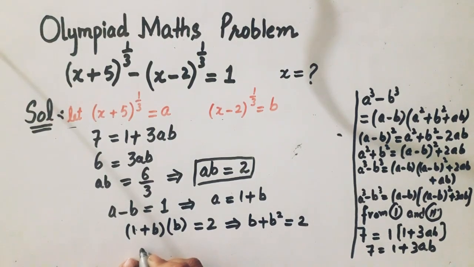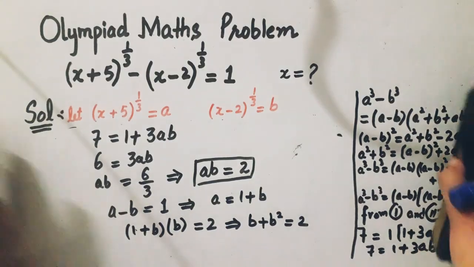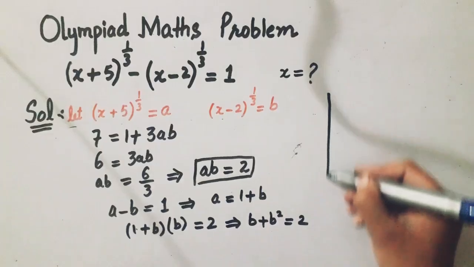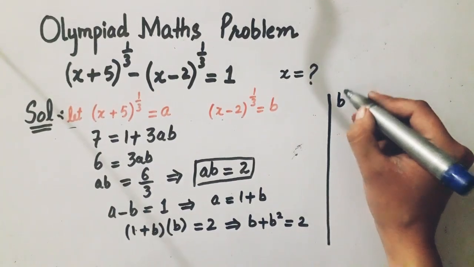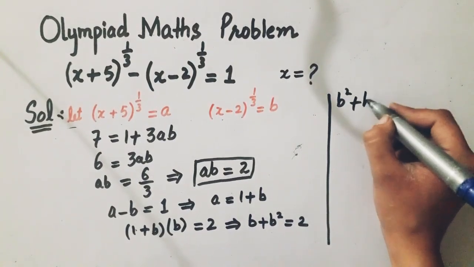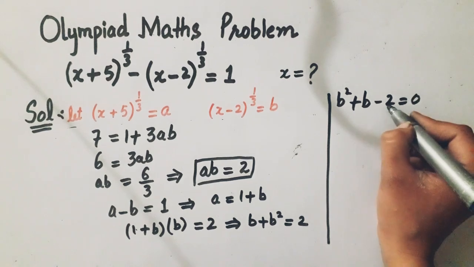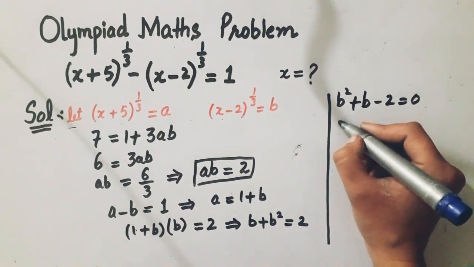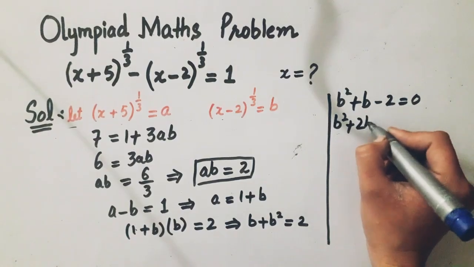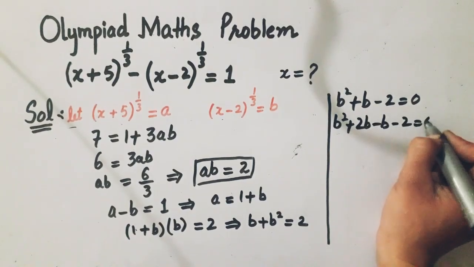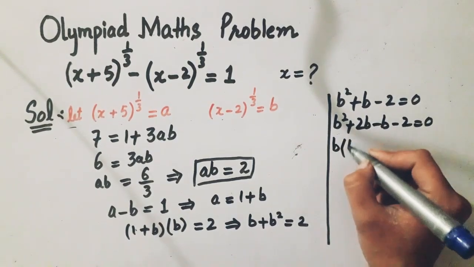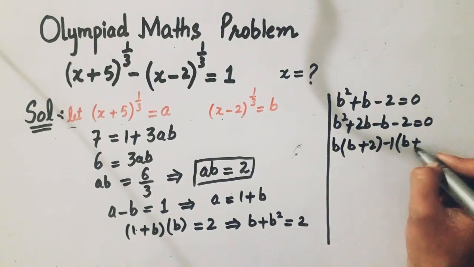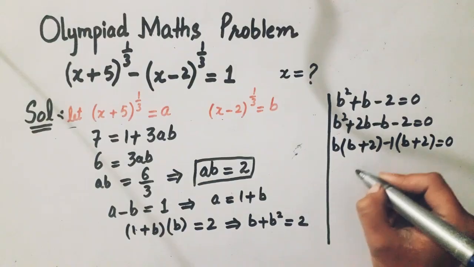Make this a quadratic equation. We get b square plus b minus 2 equals 0. Make the factors of 2 such that when they are subtracted gives 1. So b square plus 2b minus b minus 2 equals 0. Take b as common, remaining is b plus 2, and take minus 1 common, that is b plus 2 equals 0.